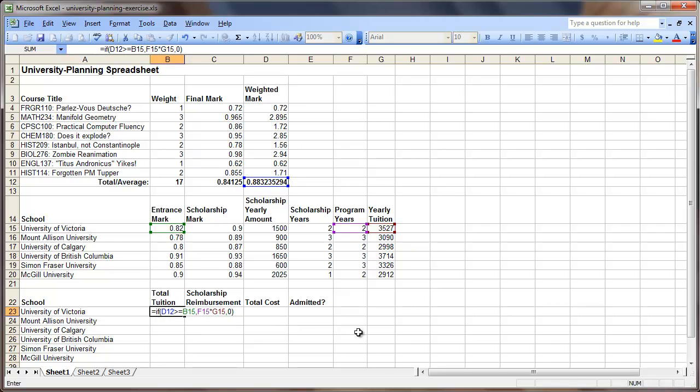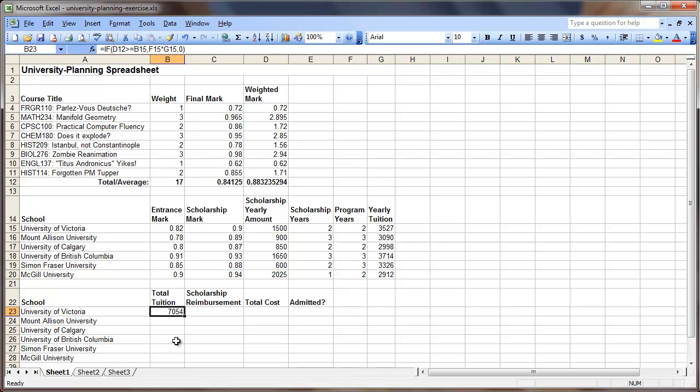If D12 is greater than or equal to B15, if that's true, calculate program years times yearly tuition, otherwise just put a 0. I did get in to University of Victoria. It's showing me 2 times 35.27, which happens to be $7,054, and we'll format it as currency later. Now, I've done that first one. Ideally, I should just be able to autofill down and calculate all the way through McGill and see what happens.